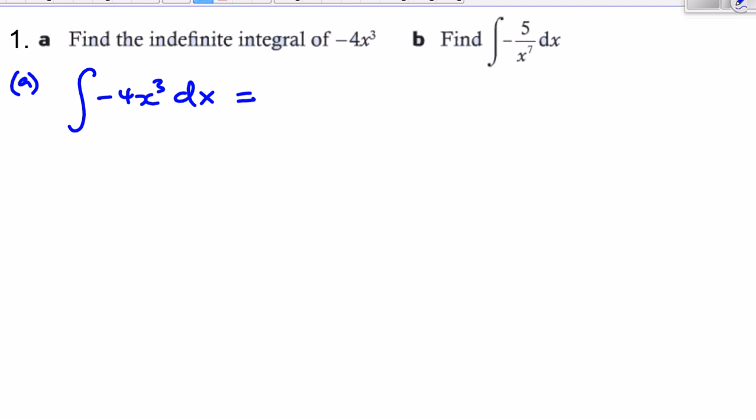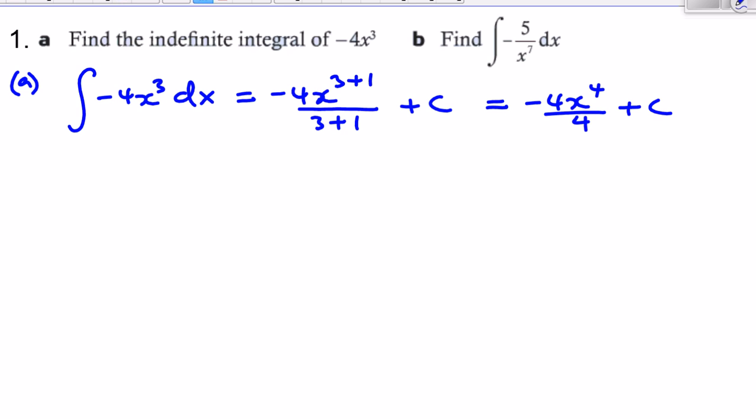now the first thing you need to do is you can use the formula that we derived a few minutes ago. We saw from the reverse process of differentiation. So that will be negative 4x to the power 3 plus 1 over 3 plus 1 plus c, which will give us negative 4x to the power 4 over 4 plus c. Simplify that, which will be negative x to the power 4 plus c.